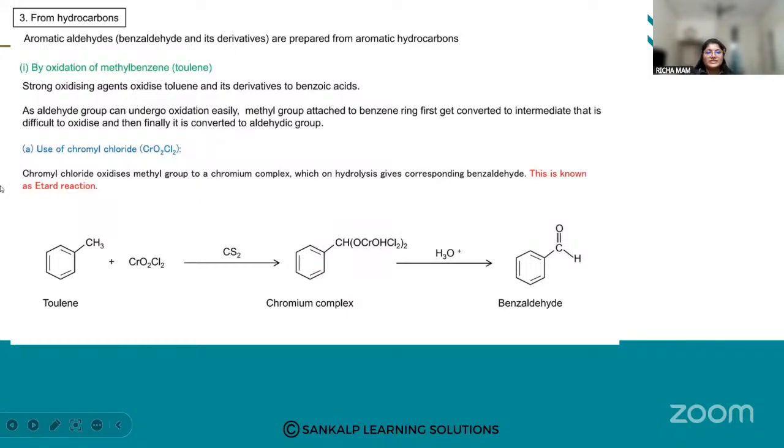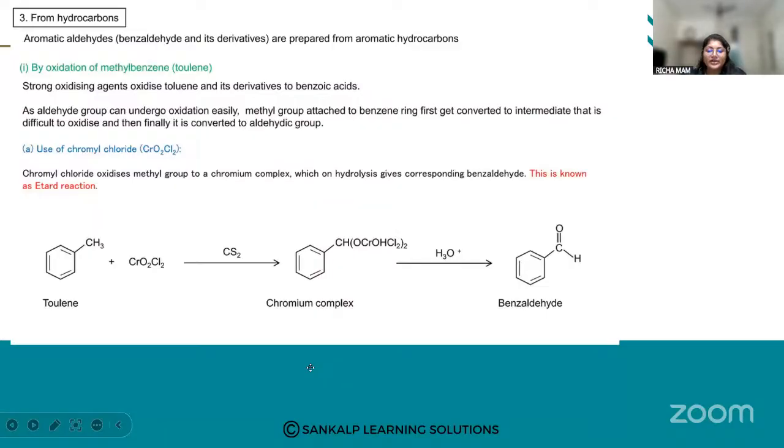Yes. So next is the hydrocarbons. Next is the hydrocarbons, and we are going to see them in much more detail.